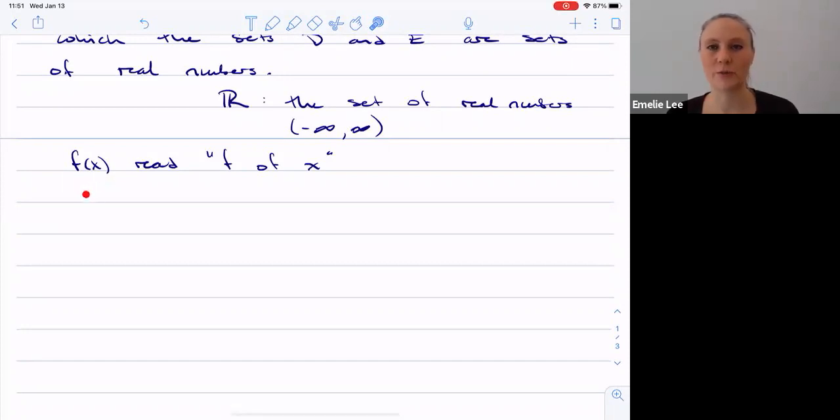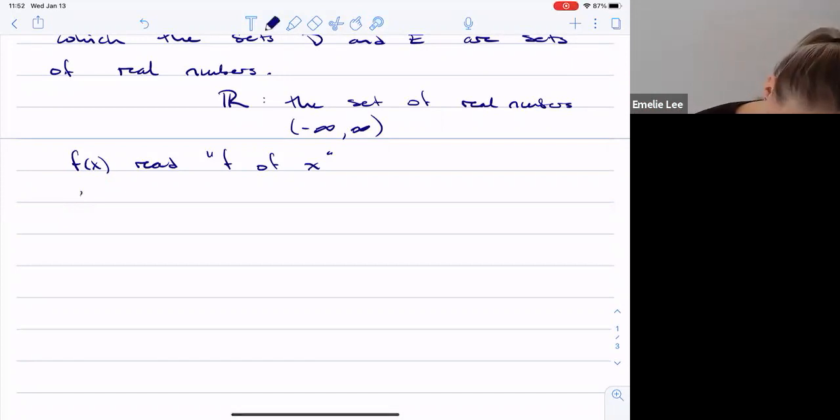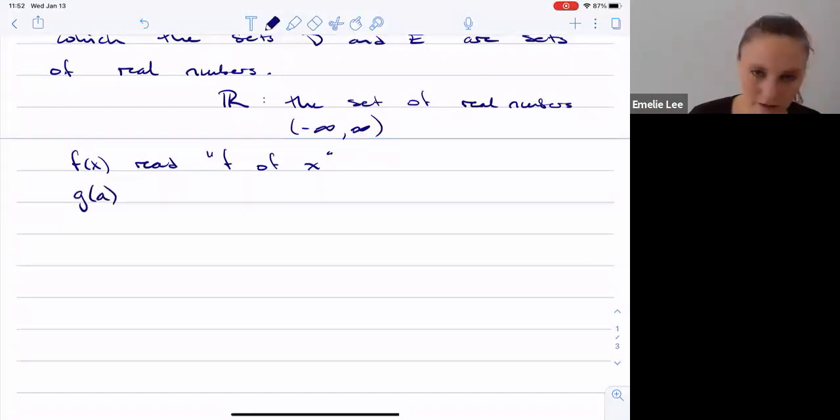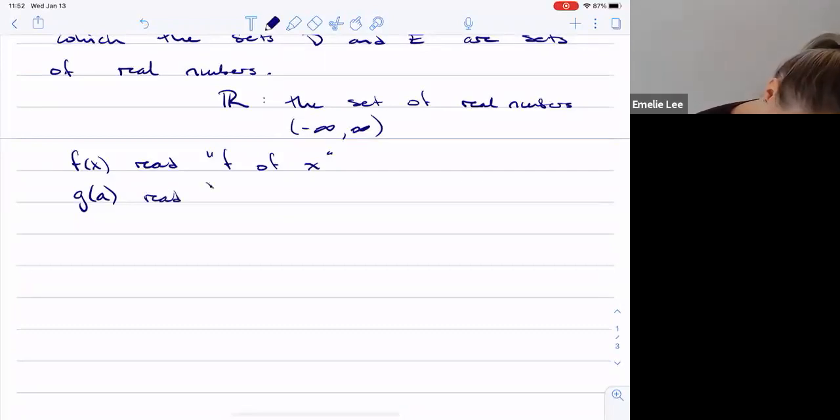But this is true for any field. Whenever you have something on the outside smushed up against something in brackets, whatever is in the brackets you can read as 'of' whatever's in the brackets. So for example, if you have g of a, right, you're going to read g of a.